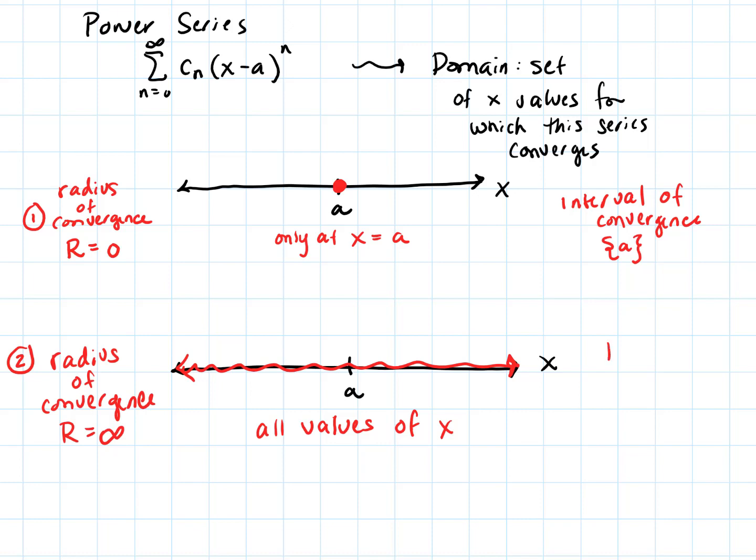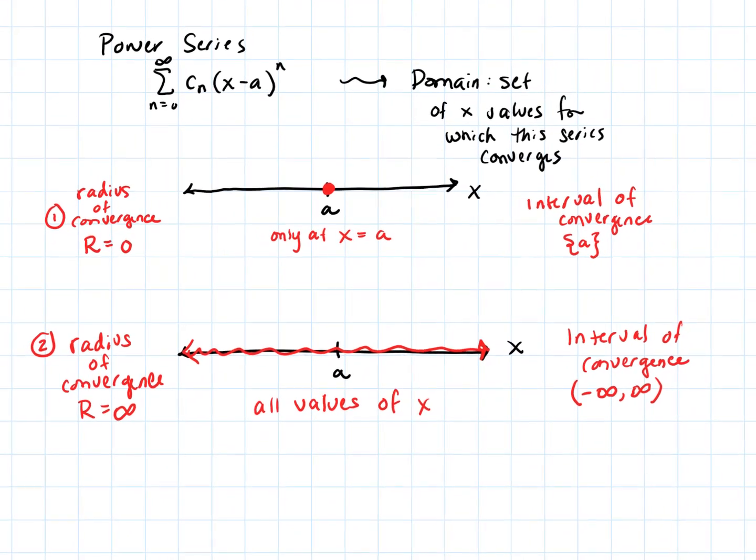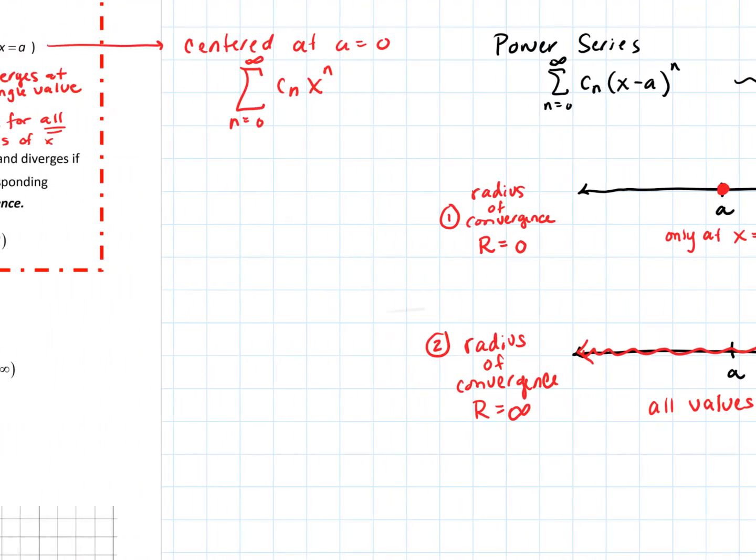And this gives us, on this one, an interval of convergence. Rather than just a single point, it gives us an interval of convergence that goes across the entire number line of x, from negative infinity to infinity. Okay, then we have a third possibility. Okay, so a third possibility.